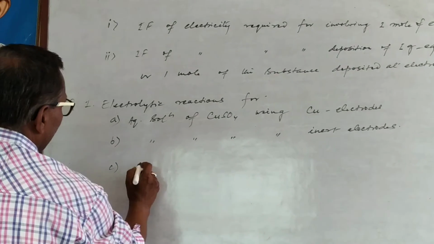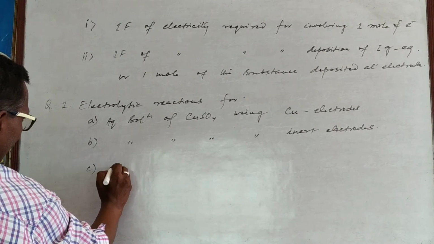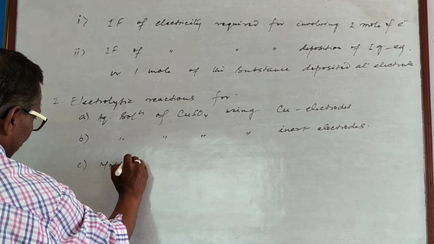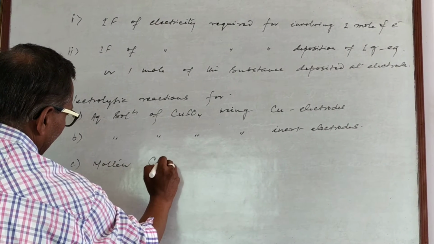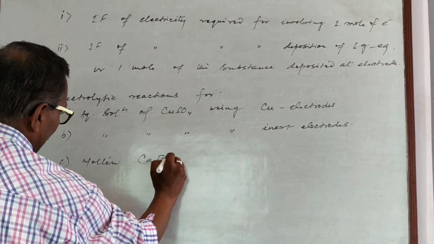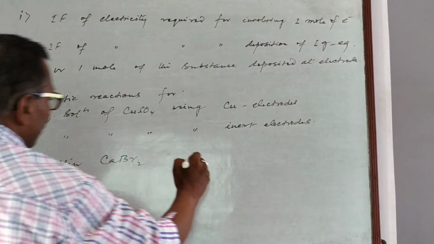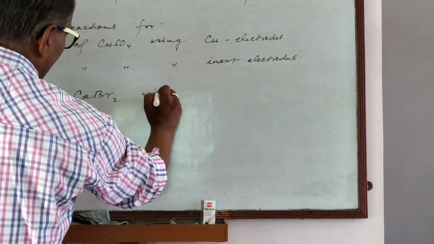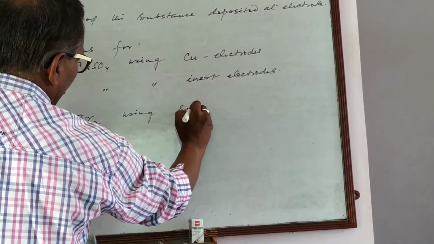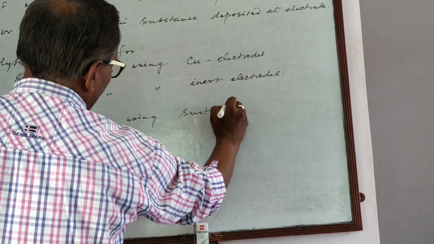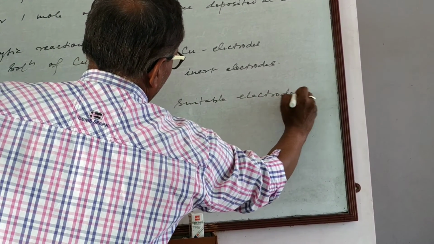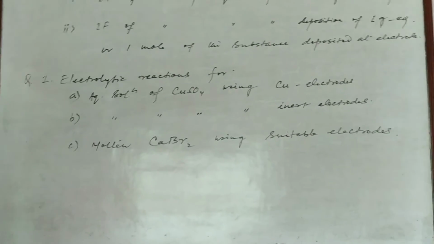C. Electrolysis of molten calcium bromide, CaBr2, using suitable electrodes. So these are the important questions.